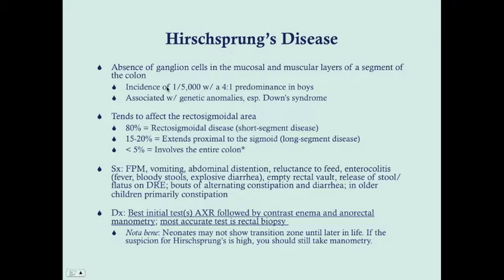Okay, that having been said, this is not a rare disease. It occurs in 1 in 5,000 babies with a predominance in boys 4-to-1, similar to that predominance that you see in hypertrophic pyloric stenosis. And it is also associated with genetic anomalies, particularly Down syndrome. So the way this presents in neonates is a failure to pass meconium, vomiting, abdominal distension, reluctance to feed. If it's not diagnosed in time, it can also lead to enterocolitis as well.